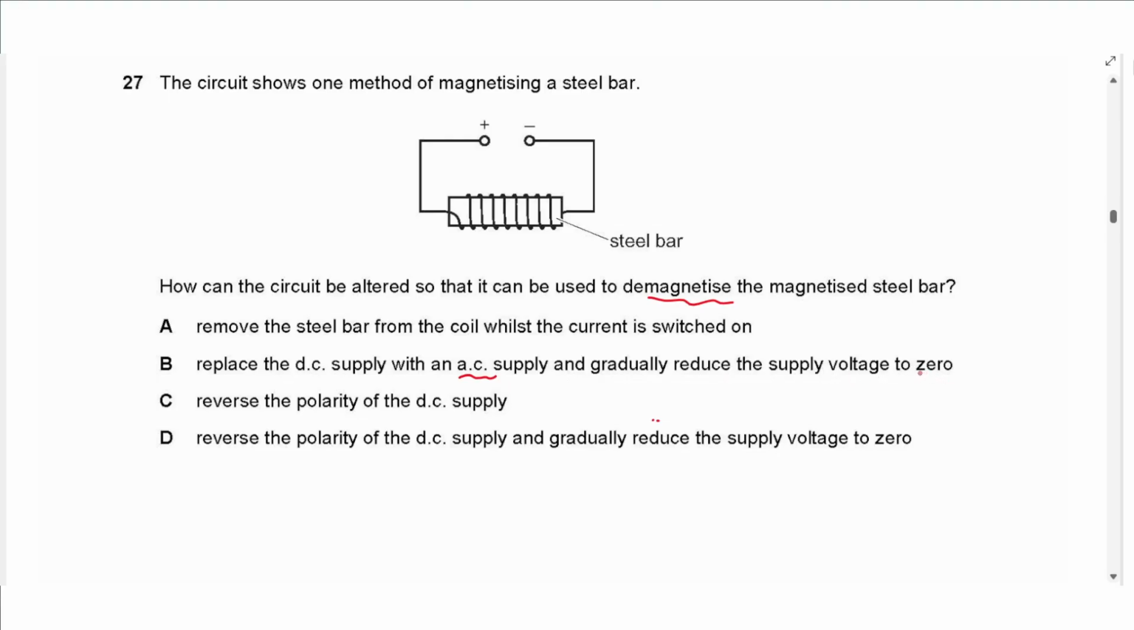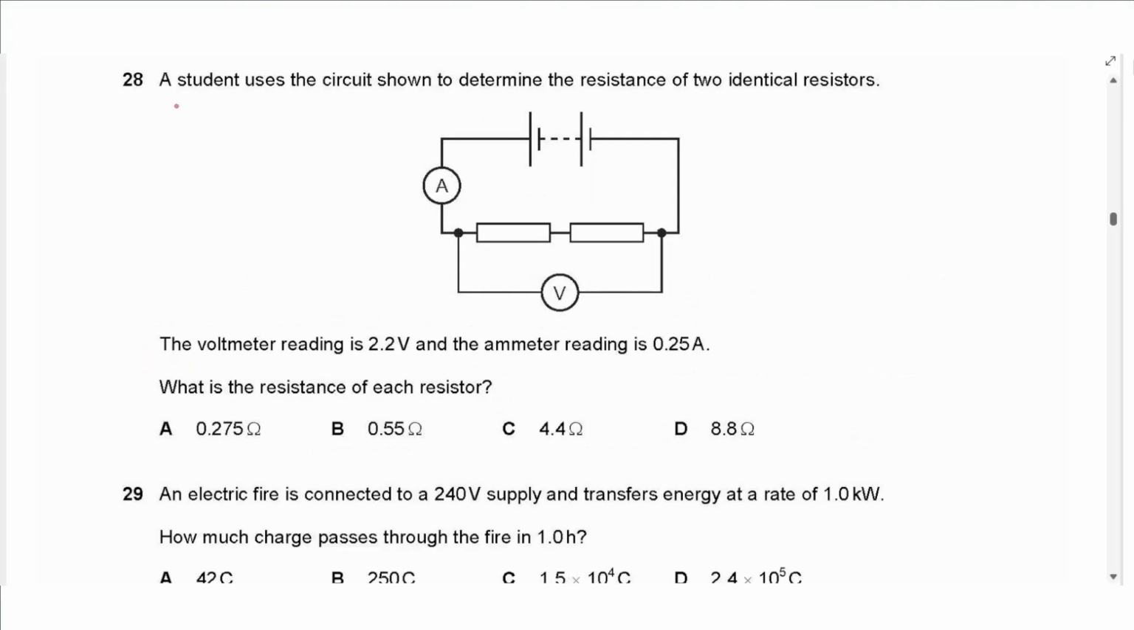That's similar to removing the magnet or moving the magnet through the coil then outside, so the answer is B. Reversing the polarity only reverses the polarity of the magnet. Same with D. Question 28 says, a student uses the circuit shown to determine the resistance of two identical resistors.